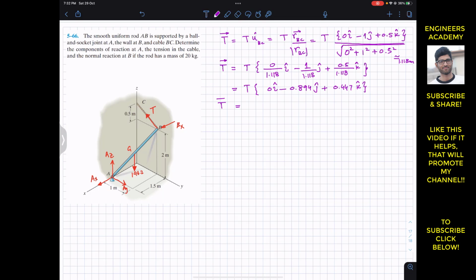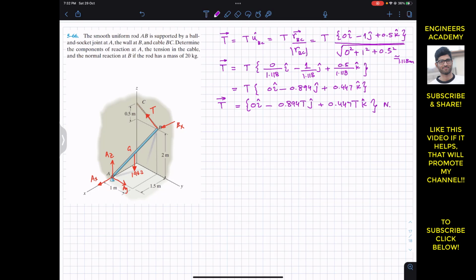Now if you multiply T with each component, we will have T as a Cartesian vector, and this will be 0 i minus 0.894 T j plus 0.447 T k. This is the Cartesian vector representation of the tension in that cable from B to C, and its units will be in newtons.